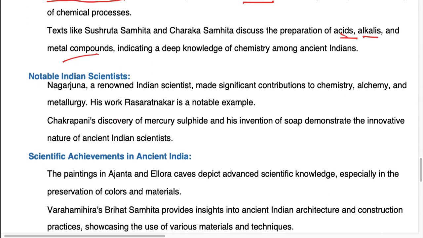Notable Indian scientists. Let's see some of our notable Indian scientists who have contributed to modern chemistry or the development of chemistry. Nagarjuna, a renowned Indian scientist, made significant contributions to chemistry, alchemy, and metallurgy. His work, Rasa Ratnakar, is a notable example.